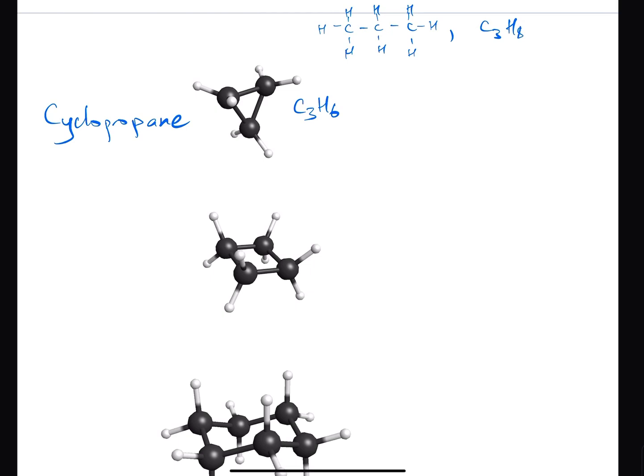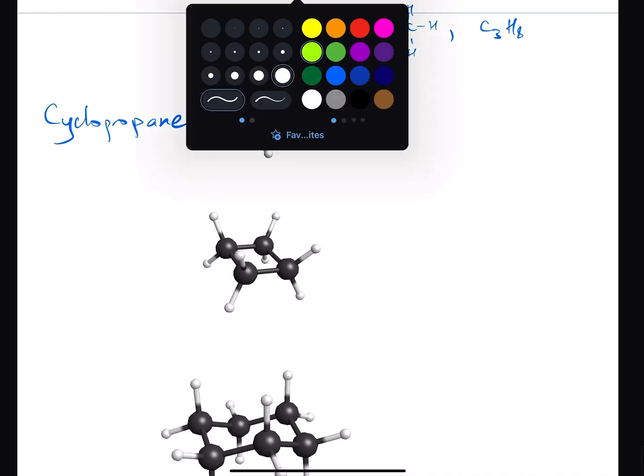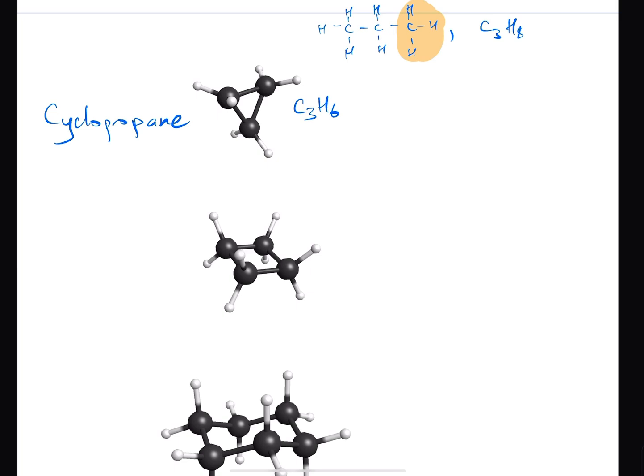Okay, why does propane have C3H8 versus cyclopropane having C3H6? Well, look at these carbons on the end of the chain of propane. They each have 3 hydrogens, but in cyclopropane, each carbon only has 2 hydrogens. So propane has 2 hydrogens more than cyclopropane. And this pattern will repeat for every cycloalkane that you care to look at.